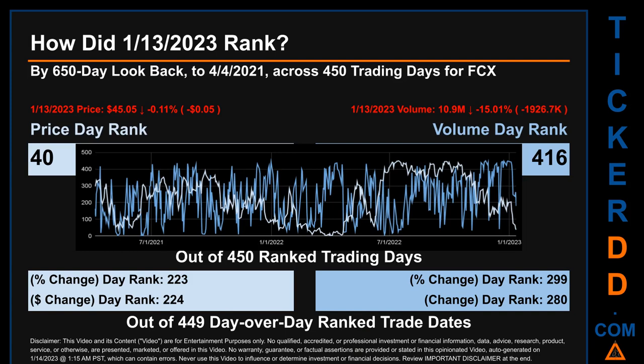The price's day-over-day percentage change, dropping -0.11% on January 13, 2023, had a day rank of 223, while its dollar difference of -5 cents had a rank of 224 when compared day-over-day across 449 trading days. Volume's percentage change and difference were ranked respectively at 299 and 280.